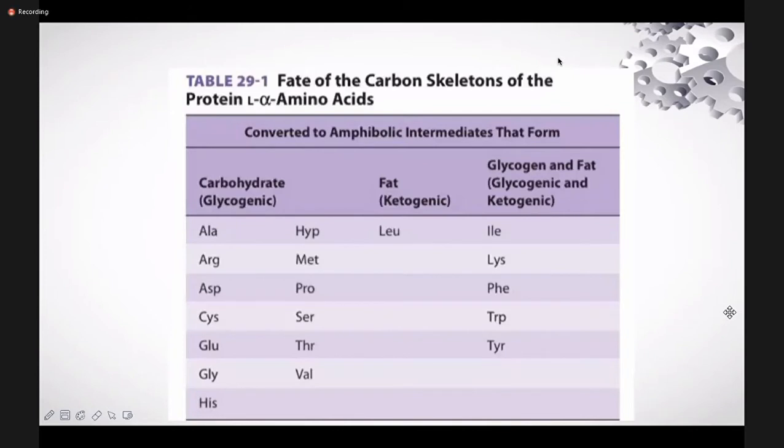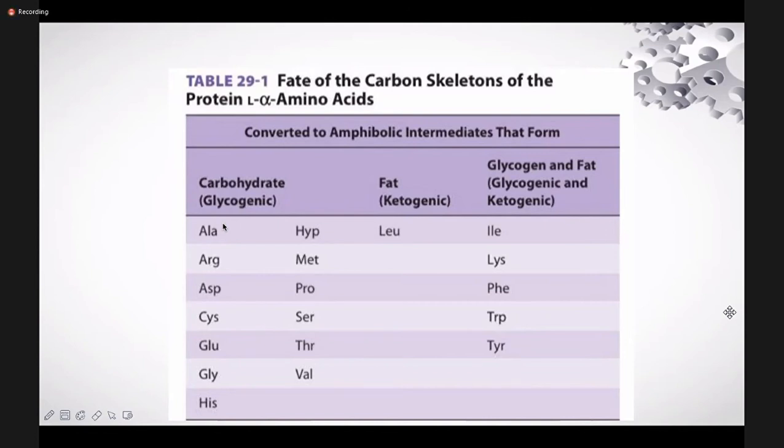This is found in your book. As you can see here, we have 1 for fat, leucine, 5 for both, which can be converted to both carbohydrate and fat, and here we have 13 glycogenic amino acids that can be converted back to carbohydrate.